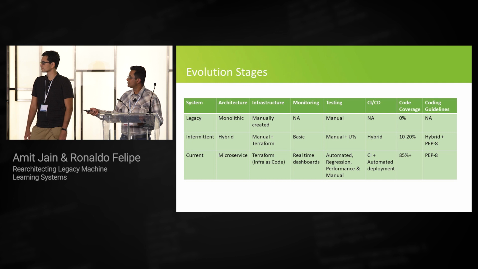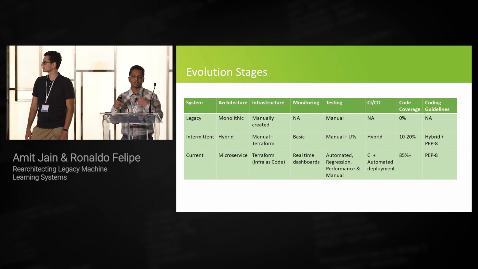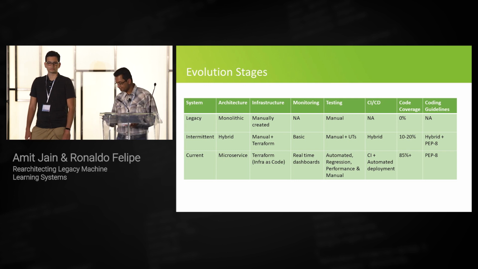The infrastructure initially was mostly created manually. In the intermediate stage, we had the legacy manual setup, plus we started writing a lot of Terraform code. Basically, create your infrastructure as code, so you can recreate your infrastructure in any environment you have. Monitoring: there was no monitoring of the legacy system. Monitoring in the sense of how is your model doing over time? How is your API performing over time? How many HTTP 500 errors are coming? Is your API down? Are your batch jobs failing?